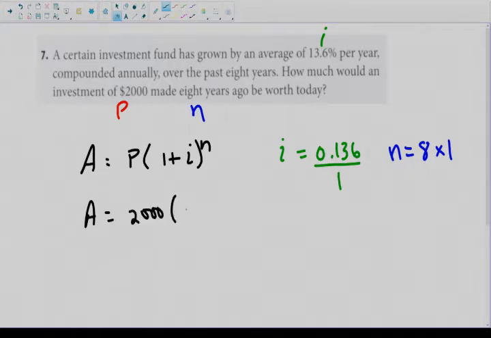2,000 is our principal. Now we're going to have to calculate our I. I keep forgetting to do that, so I'll just do it off to the side here on the calculator. So 0.136 divided by 2, divided by 1. Oh, I forgot, it's annually, so you're dividing by 1. That doesn't change anything. So 0.136 and to the power of 8. So this I'll show on the calculator.